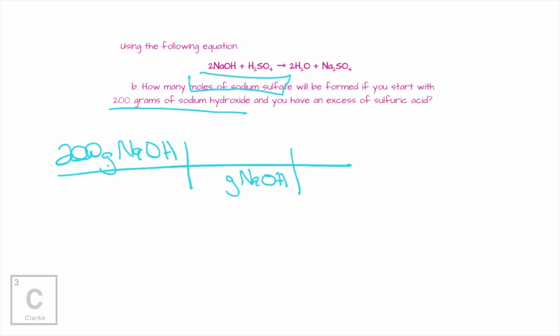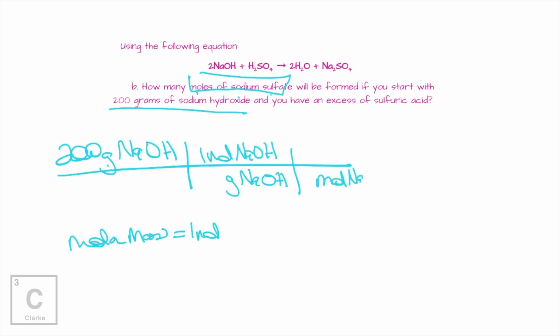Grams makes me think of molar mass, but I'm going to come back and do that molar mass in a minute. And remember, molar mass is equal to 1 mole. So we're going to put 1 mole of sodium hydroxide on top. Moles of sodium hydroxide. We're looking for moles. Oh, I got moles on top. But sodium sulfate, we're not done. We've got to keep going.